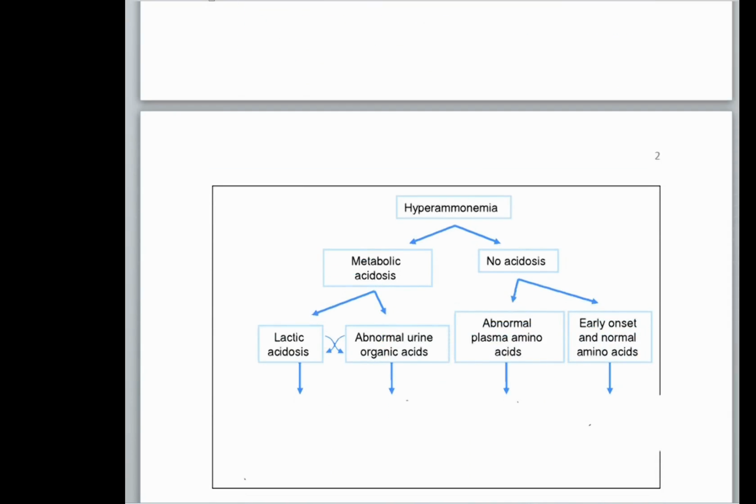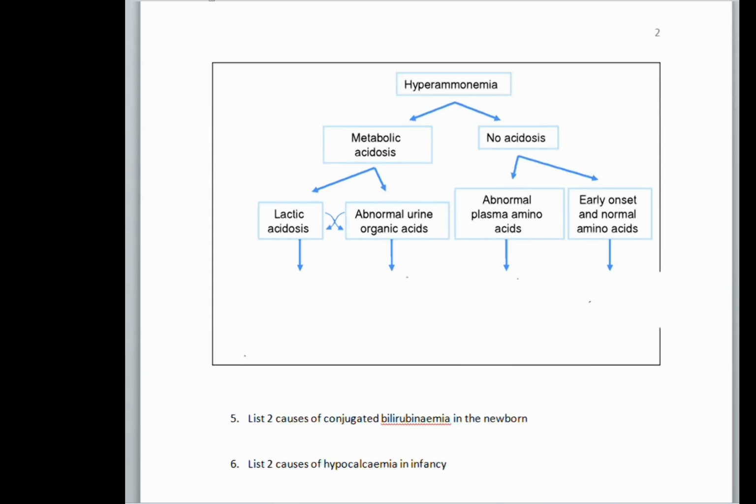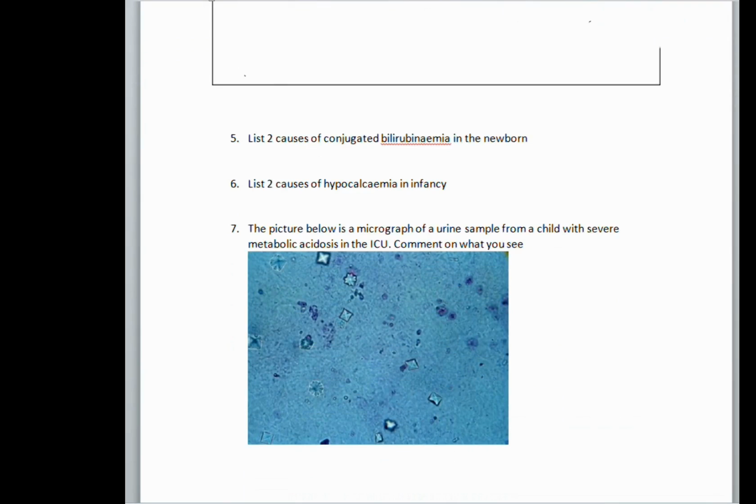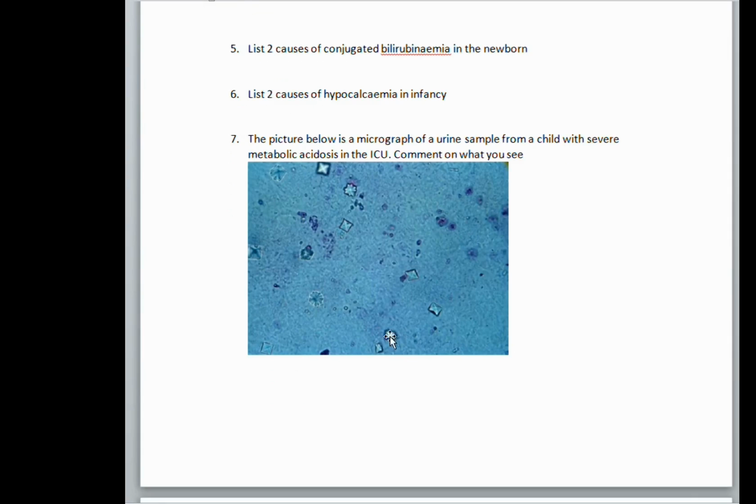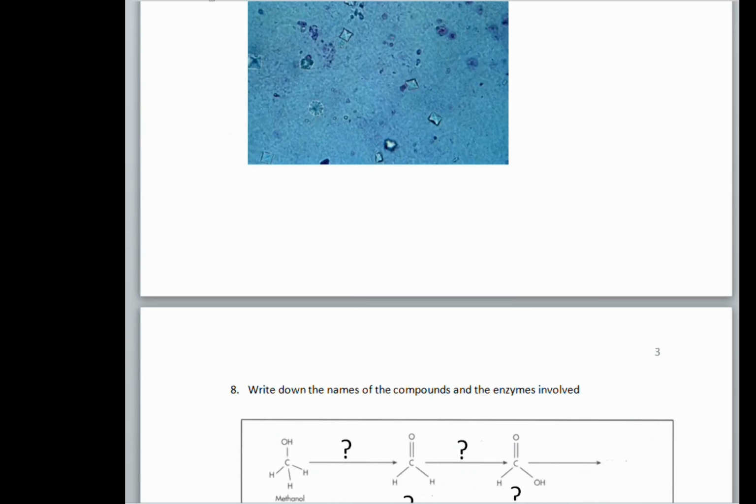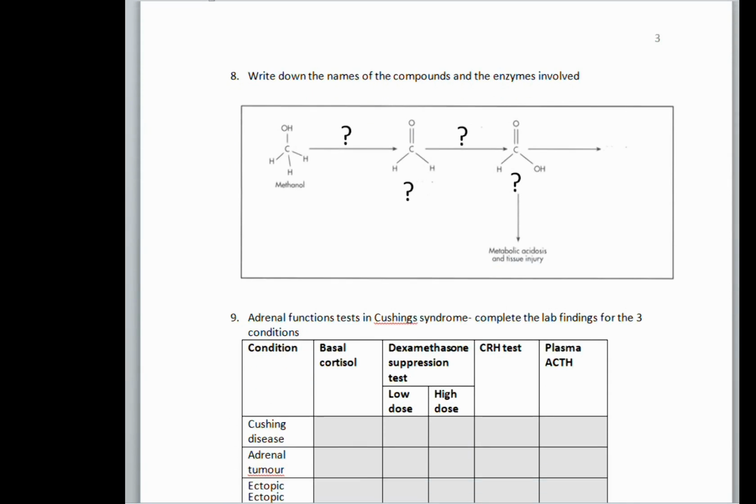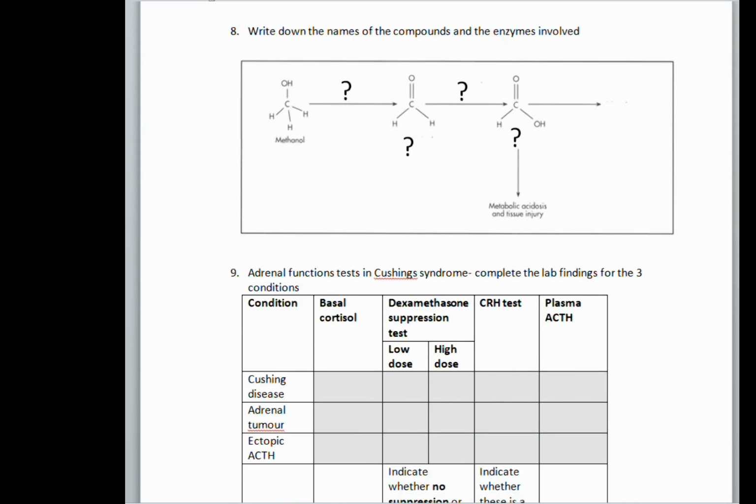Here's another example of a scenario where, based on the clinical laboratory findings, you have to suggest an outcome. List 2 causes of conjugated bilirubinemia in the newborn. List 2 causes of hypercalcemia in infancy. Here's an OSPE type question that you can get with a microscopy picture of a urine sample. Here's another biochemical pathway.